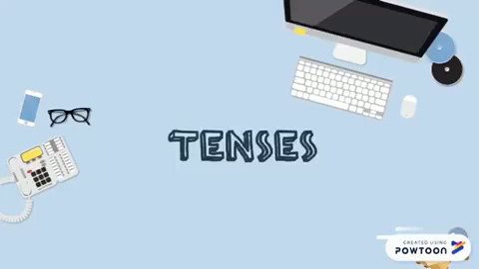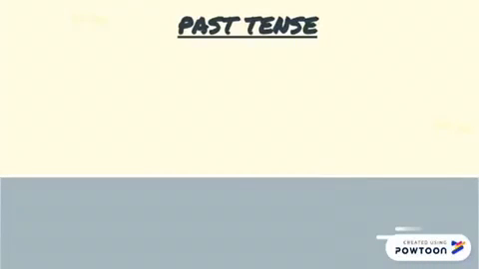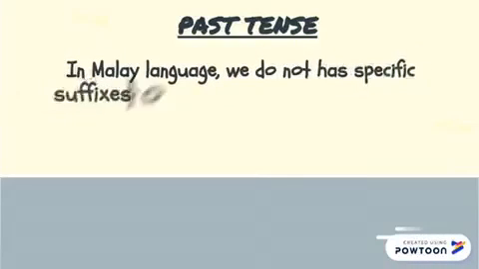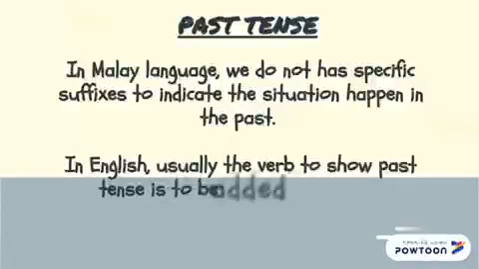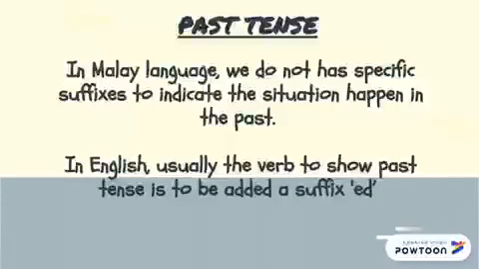Let's move on to tenses. For past tense, in Malay language, we do not have specific suffixes to indicate the situation happened in the past, while in English, usually the verb to show past tense is added with the suffix ed.